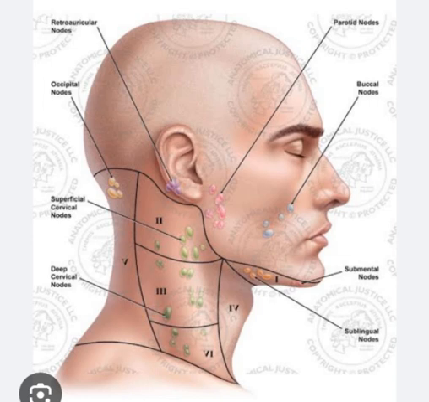Associated primary malignancies. These nodes most often contain metastatic deposits from malignancies of the nasopharynx, pharyngeal wall, and oropharynx, including tonsillar fossa and soft palate.